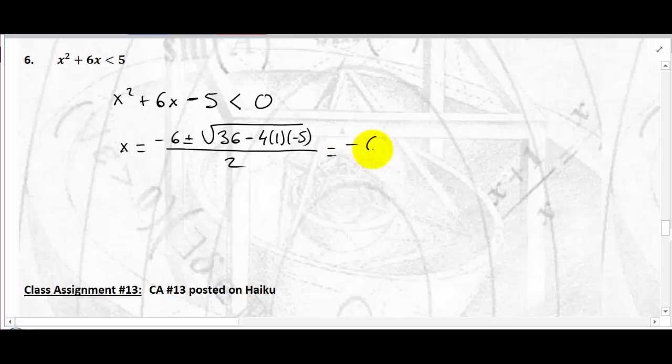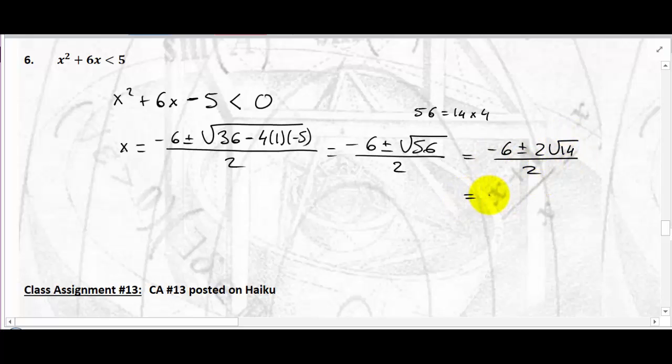The x-intercepts are x equals negative b plus or minus the square root of b squared minus 4ac, so b squared is 36, minus 4 times 1 times negative 5, over 2. So it is negative 6 plus or minus the square root of 36 and 20, 56, over 2. Any square in 56? Yes, there is a 4. 56 is 14 times 4. So let's take a 2 out. So it's negative 6 plus or minus 2 root 14 over 2. And so it is negative 3 plus or minus root 14.